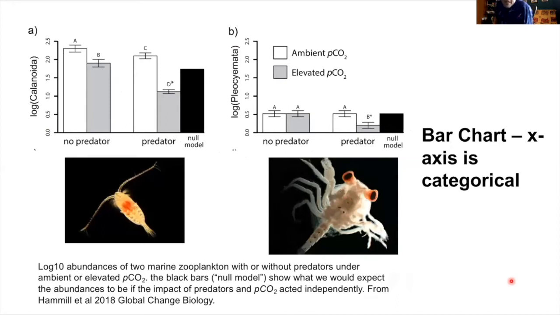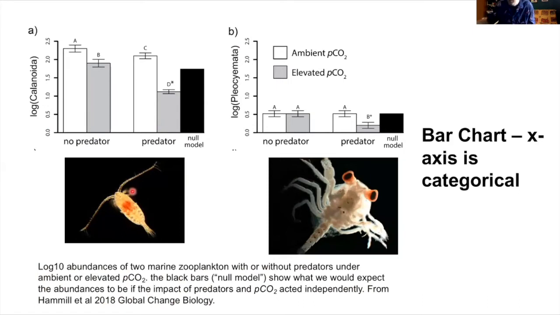The next type of graph you look at is a bar chart. And on a bar chart, the crucial bit is the x-axis. This piece down here is categorical, as in it's just different types. So on this graph here, let's look at the caption first. This is actually from one of my papers. I'm looking at the log 10 abundances of 2 marine zooplankton with or without predators under ambient or elevated CO2 levels. The black bars, the null model, show what we'd expect if the impact of predators and CO2 acted independently. This is from my paper in 2018, Global Change Biology.